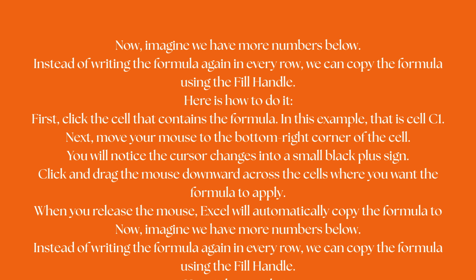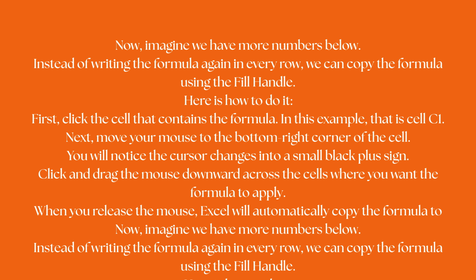Here is how we would do it. First, click the cell that contains the formula. In this example, that cell is C1. Now move your mouse to the bottom right corner of the cell. You will notice the cursor change into a small black plus sign. Click and drag the mouse downward across the cells where you want the formula to apply. When you release the mouse, Excel will automatically copy the formula to the other cells.